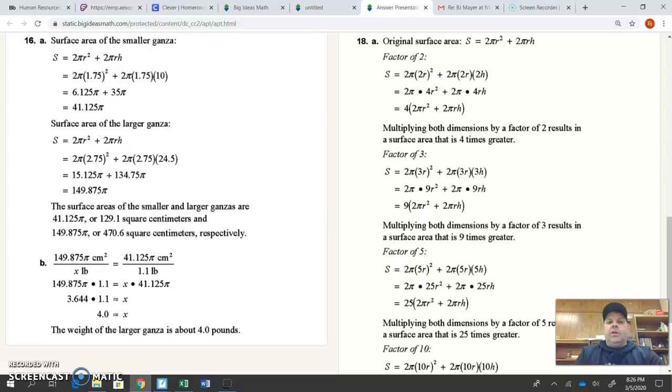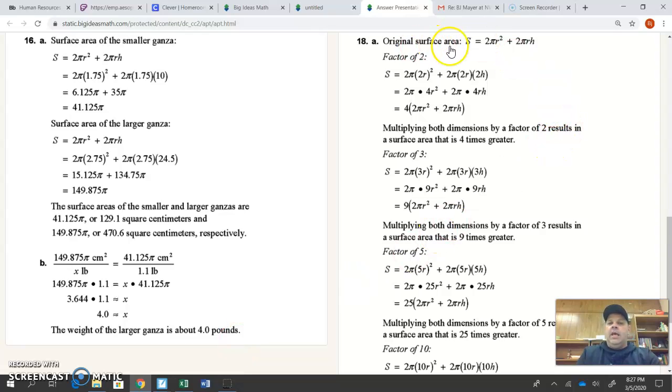Number 16a, the surface area of the small organza is 41.125 pi. The surface area of the large organza is 149.875 pi. So the surface areas of the smaller and larger organzas are this and this, respectively. In B, we can set up a proportion: 149.875 pi over x pounds equals 41.125 pi over 1.1 pi. We can cancel these pi's out, and we will get approximately 4. So the weight of the larger organza is about 4 pounds.